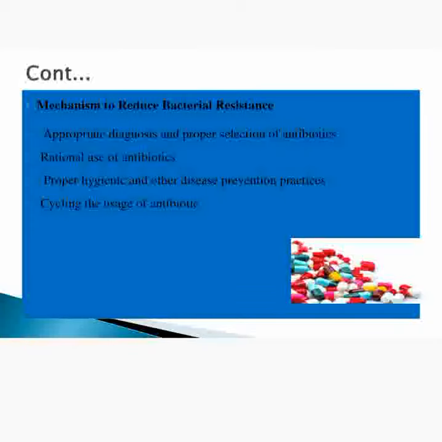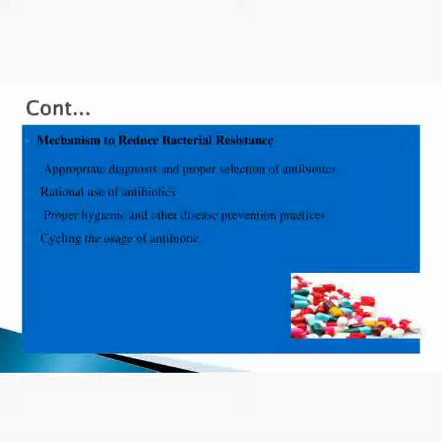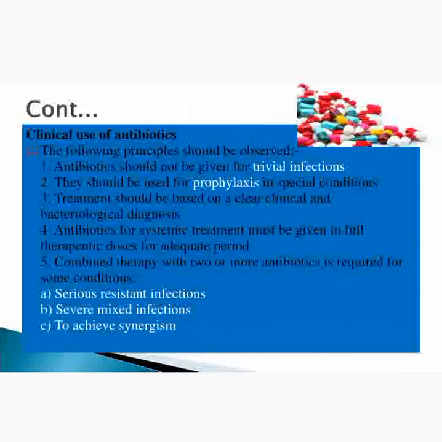Mechanisms to reduce bacterial resistance include appropriate diagnosis and proper selection of antibiotics. We should appropriately diagnose the disease and properly give the antibiotics, rational use of antibiotics, proper hygiene and other disease prevention practices, and cycling the use of antibiotics. This last one is very important. We should not use the same drugs at all times, because the pathogen may adapt to the drugs and develop drug resistance. So we should change to other drugs.